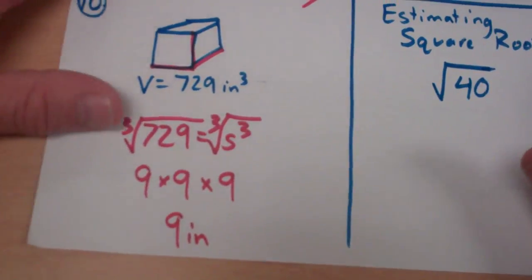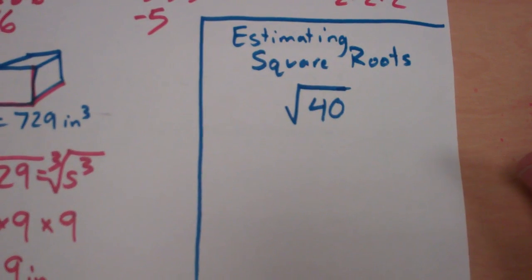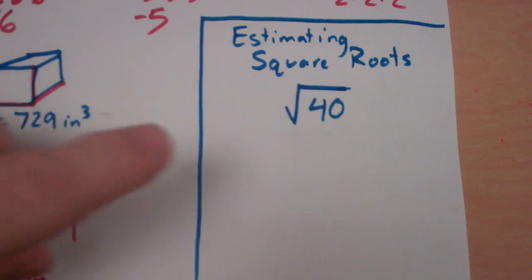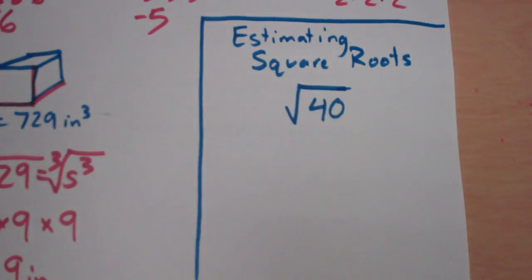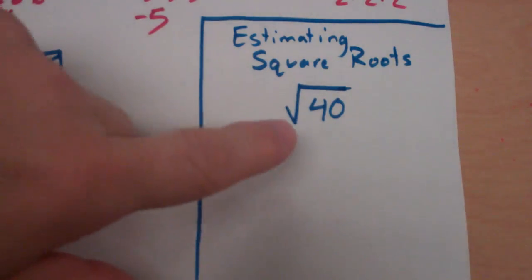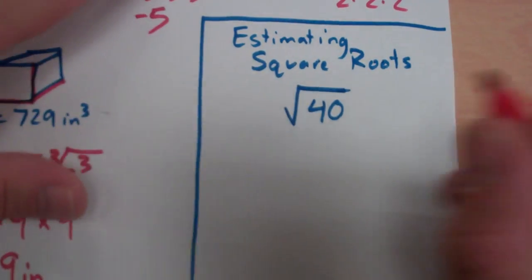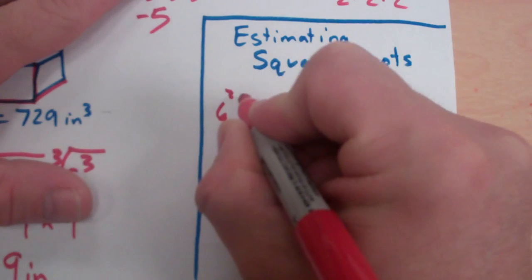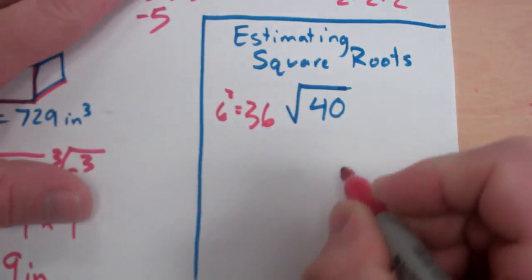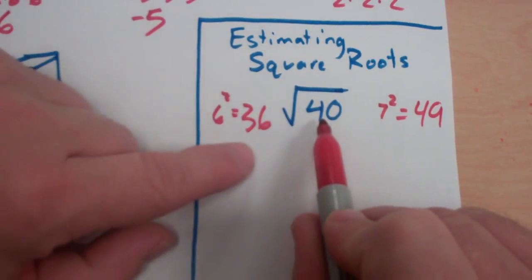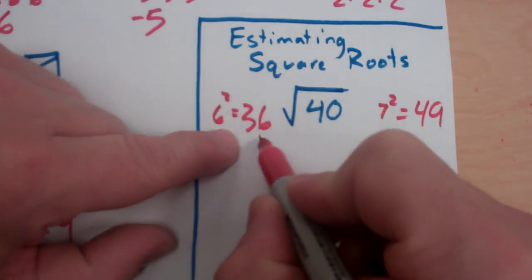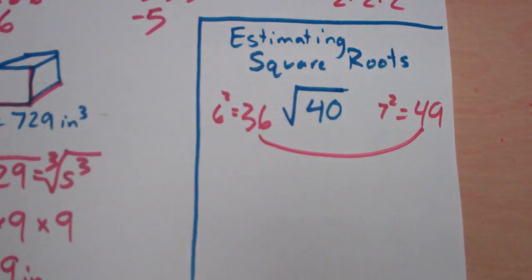Okay, so the last one I want to do is estimating a square root. I want to show you the process to estimate in case it doesn't come out even. This is not a perfect square. Well, first of all, you need to know the perfect squares. That will get you started. So I'm going to find out what perfect squares it's between. Well, 6 squared is 36, and 7 squared is 49. 40 is somewhere between 36 and 49.